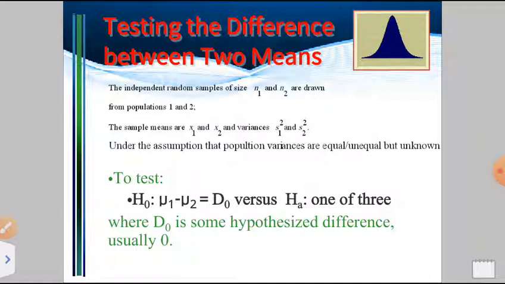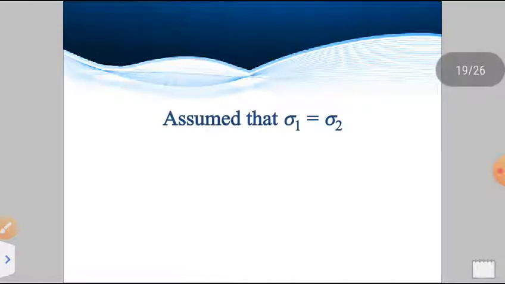Again we have to check between the two populations, so we have to take H naught. H naught says that mu1 minus mu2 is either 0 or some value. And H1 is one of three: either greater than, less than, or not equal to. Correct? But normally it is taken as 0. That is, H naught is mu1 minus mu2 is 0, meaning mu1 and mu2 are the same, or they are different.